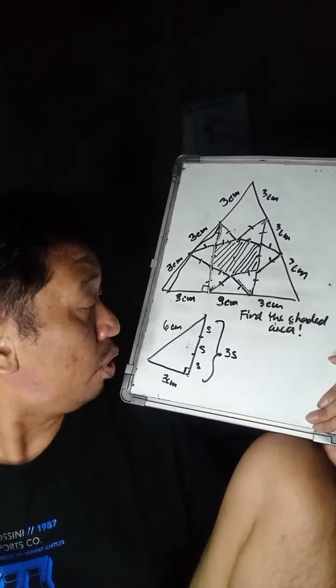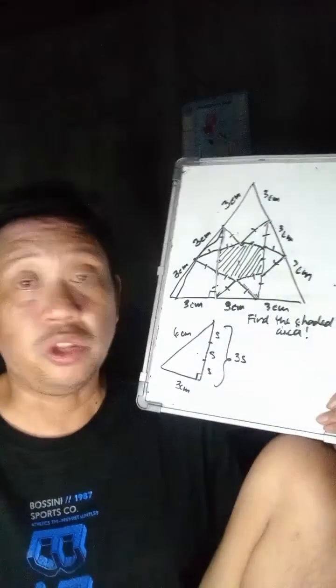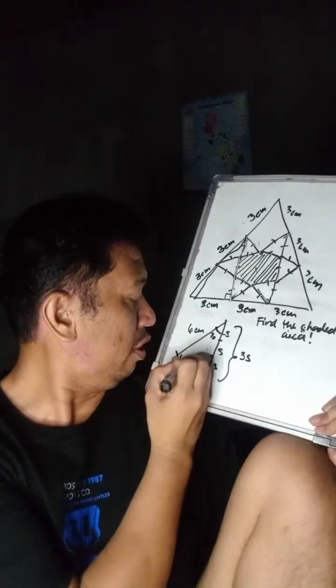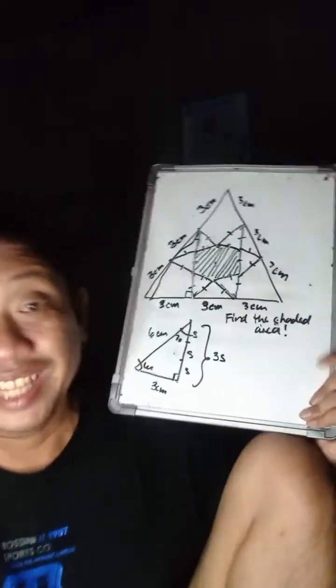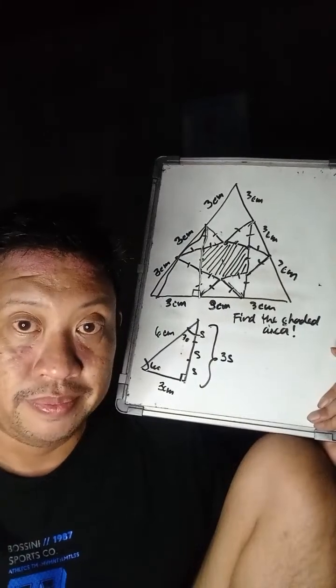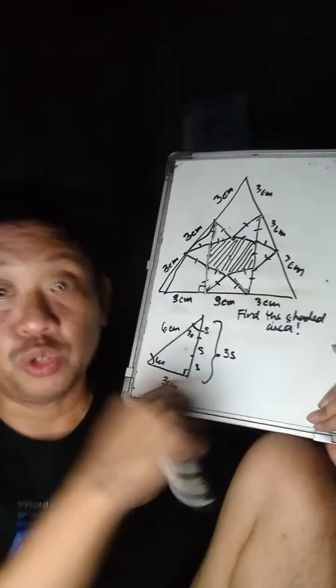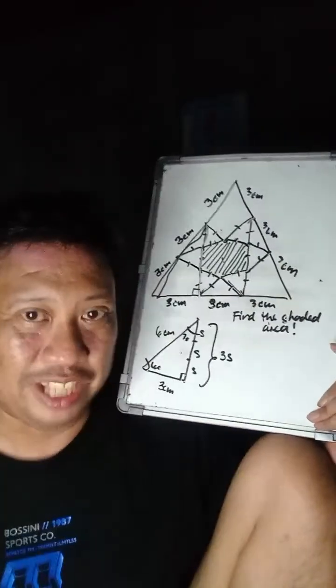So it turns out that this right triangle is a 30, 60, 90 triangle. And this is a very special triangle because it has a certain property on the ratios of the sides. But we'll get to that later.